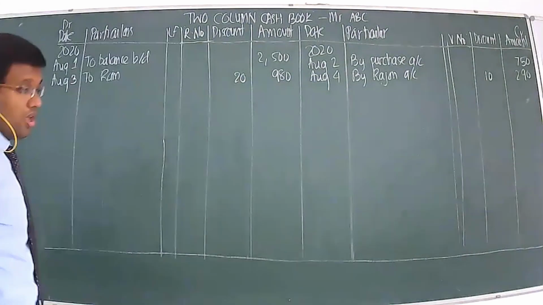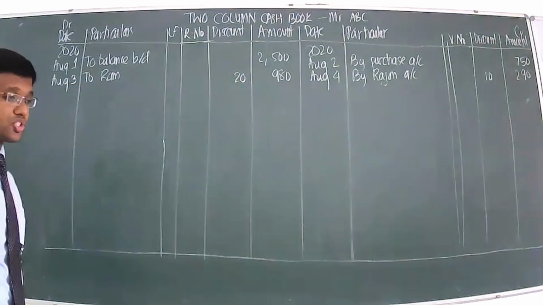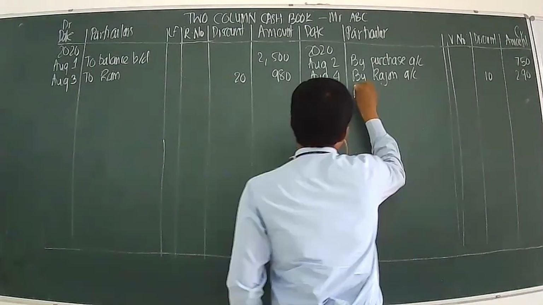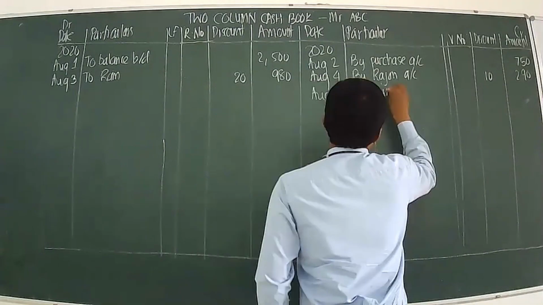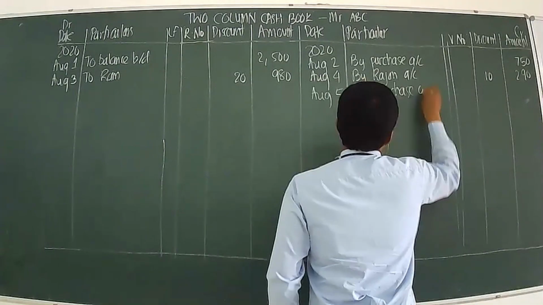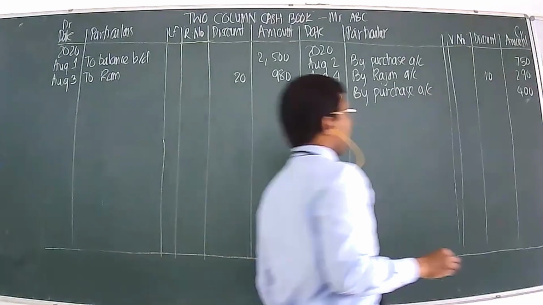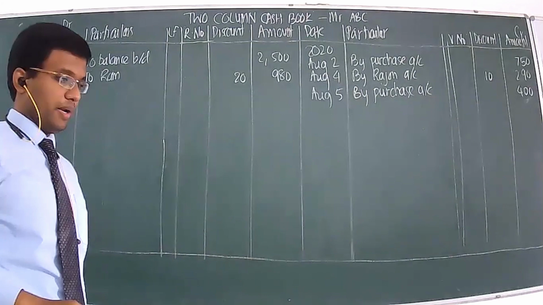August 5th, purchase goods for cash. Okay, so August 5th, by purchase account and the amount is 400.